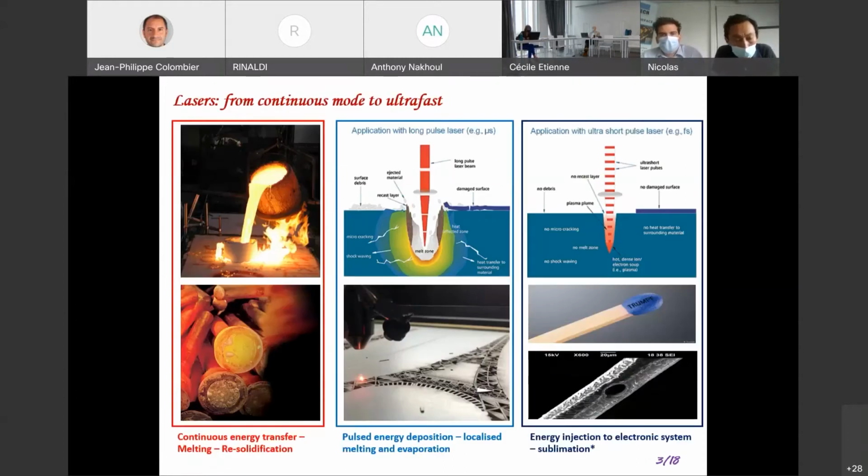Okay, so the introduction about lasers, from continuous laser mode to ultrafast laser mode. I break this into 3 sections. Continuous is the column on the left, then long pulsed laser irradiation on the material is the column in the middle, and the column on the right-hand side is the interaction between material and ultrashort laser pulses, or femtosecond laser pulses. I use them interchangeably. Okay, let's start from the column on the left, which is continuous laser irradiation.